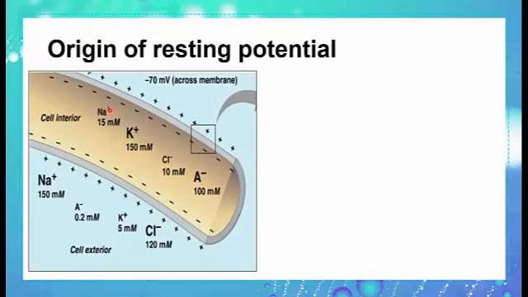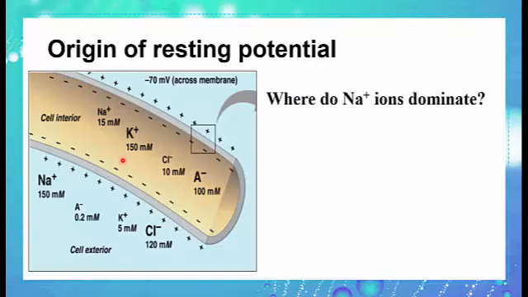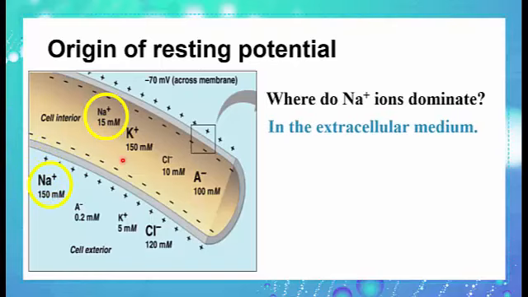It's an axon. This is the inside of the axon and this is outside. We have many ions like sodium ions, potassium ions, Cl- and A-. We have to insist only on sodium and potassium ions. Where do Na+ ions dominate, in which medium? Inside the cell we have 15 millimole and outside 150 millimole. So, sodium ions dominate in the extracellular medium outside the cell.